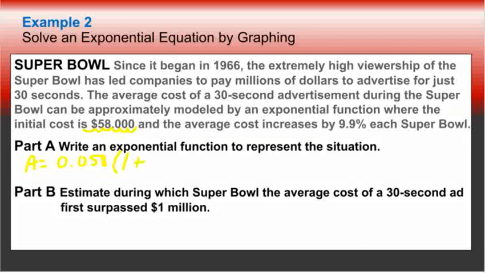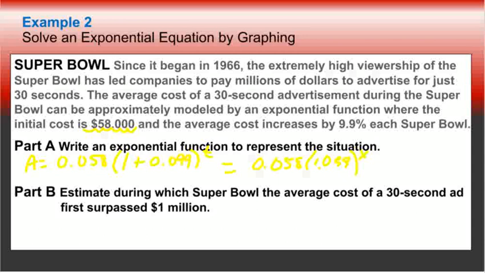Here the rate would be 9.9%. So the rate as a decimal is 0.099. And then raise that to the t power or x. So if I simplify it, this will give us 0.058 times 1.099 raised to the x power or t.